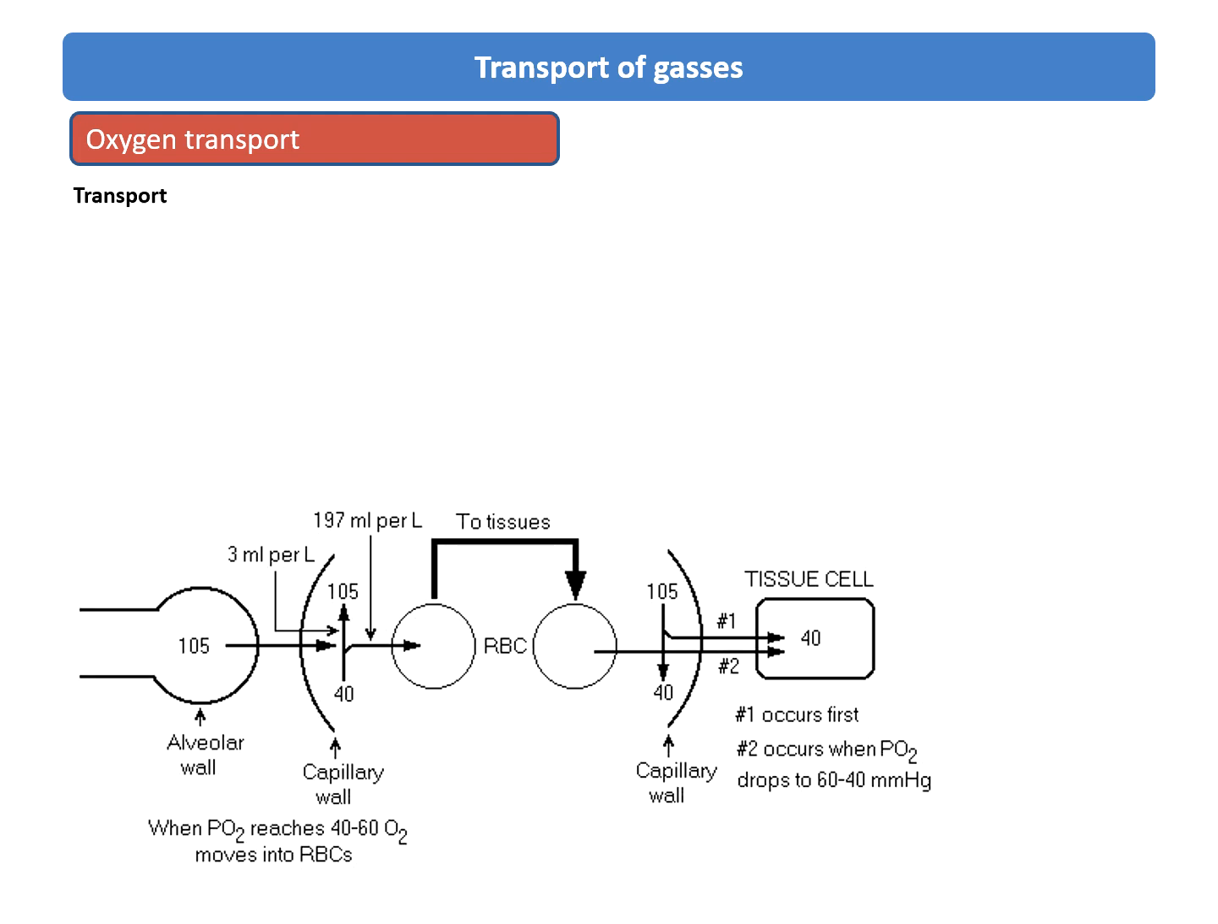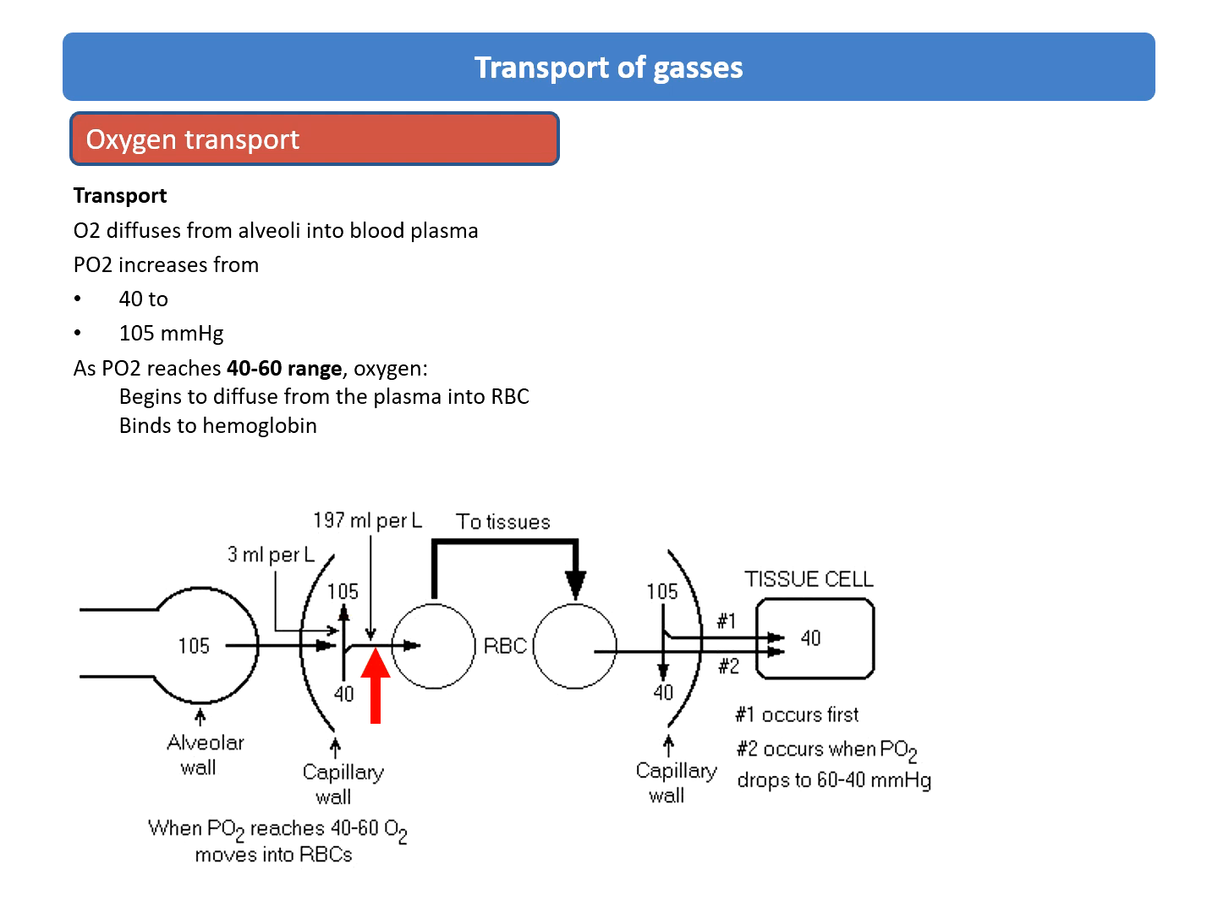What about the transport of oxygen? Oxygen diffuses from the alveoli into the blood plasma. As it does so, the partial pressure in the plasma increases from 40 millimeters of mercury to 105. As the PO2 reaches the 40 to 60 range, oxygen begins to diffuse from the plasma into the red blood cells, where it binds to hemoglobin.